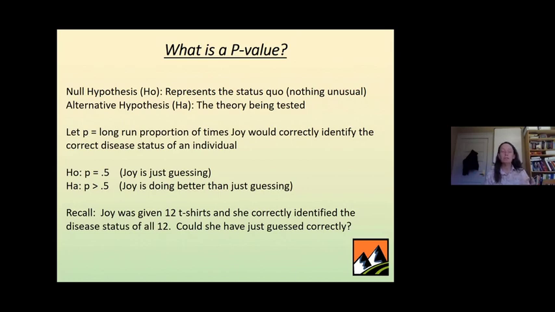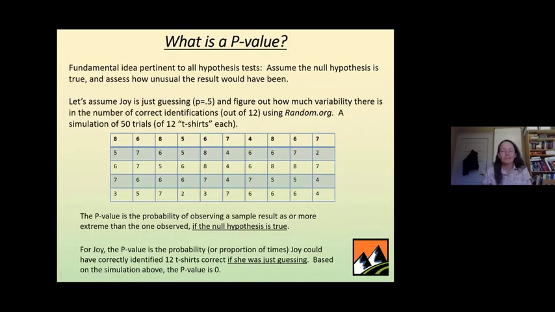So could she have just by chance guessed all 12 correctly? The central limit theorem can help us understand this and help us get a p-value, but it's sometimes easier to just understand what's going on with simulation. What we do with hypothesis testing is we assume the null hypothesis is true. So let's assume she's just guessing.